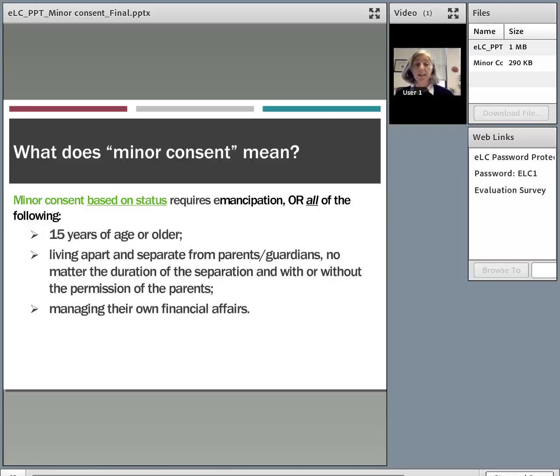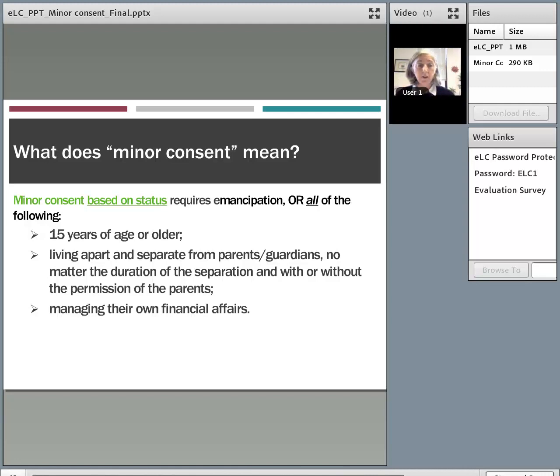Otherwise, if someone meets these three criteria, they also can consent for their own health care. So they're 15 or older, living apart from their parents, no matter the duration of that separation or whether their parents have agreed to it, and that they're managing their own financial affairs. And managing your own financial affairs doesn't mean that you have a source of income that's sufficient to be self-supporting. It means whatever income you have coming in, you're making decisions on how to spend that money and controlling the money.